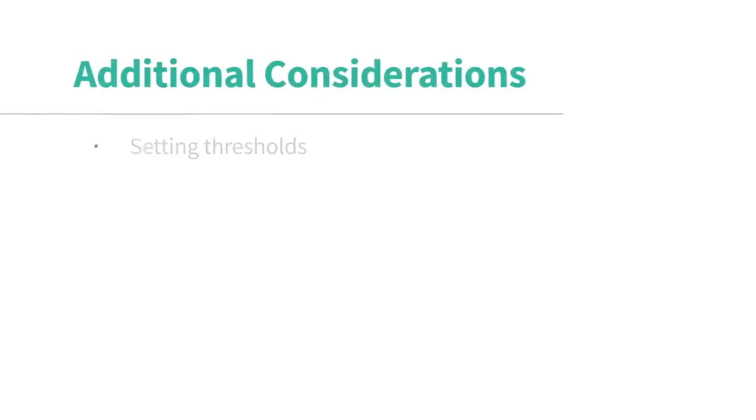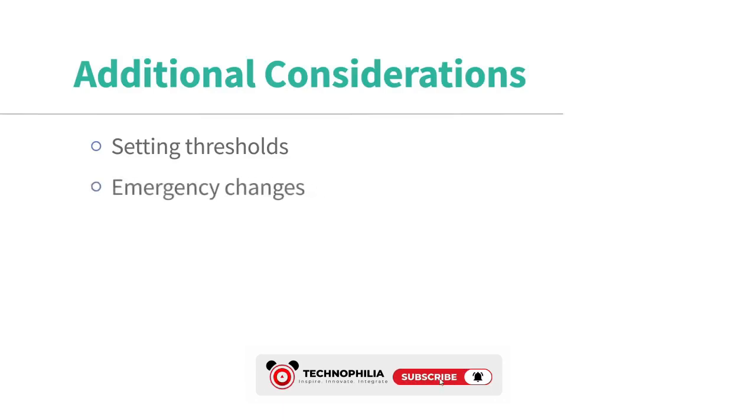Consider setting thresholds so team leads can decide what to do with smaller requests. That way, your change management process isn't overwhelmed with small items. Also, create a process for emergency changes that need a rapid decision between meetings of the Change Review Board.